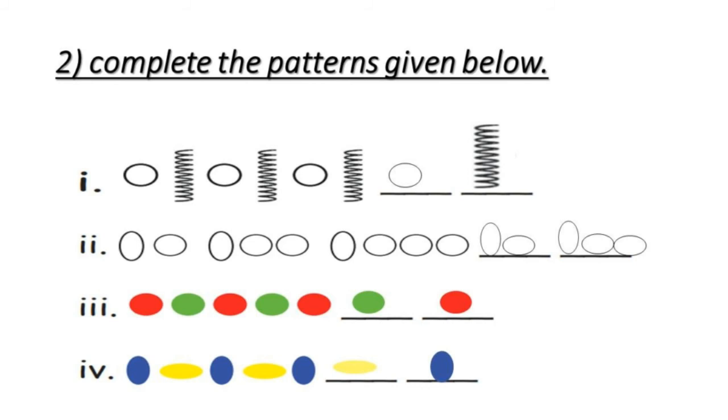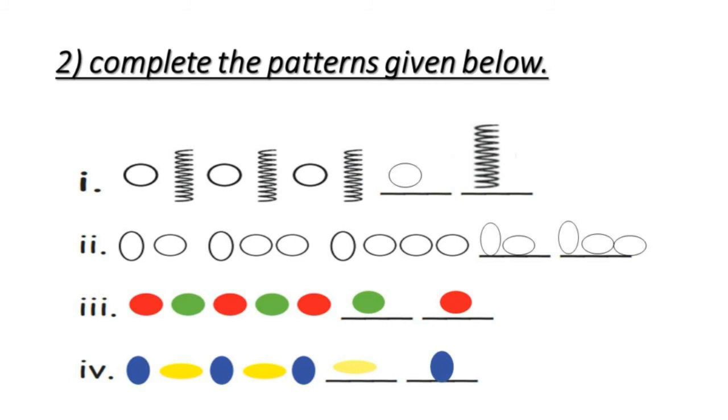Third sum, we have some colored circles. Red follows green, green follows red, red follows green, green follows red. What will come next? Yes, it is green. And next one is red.